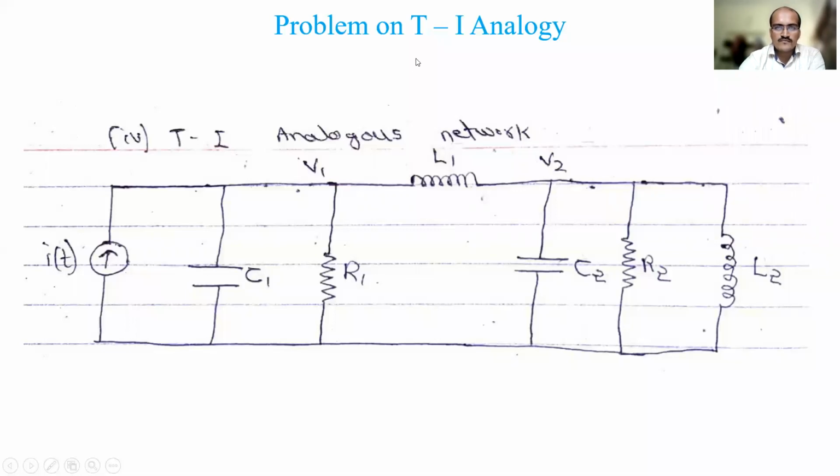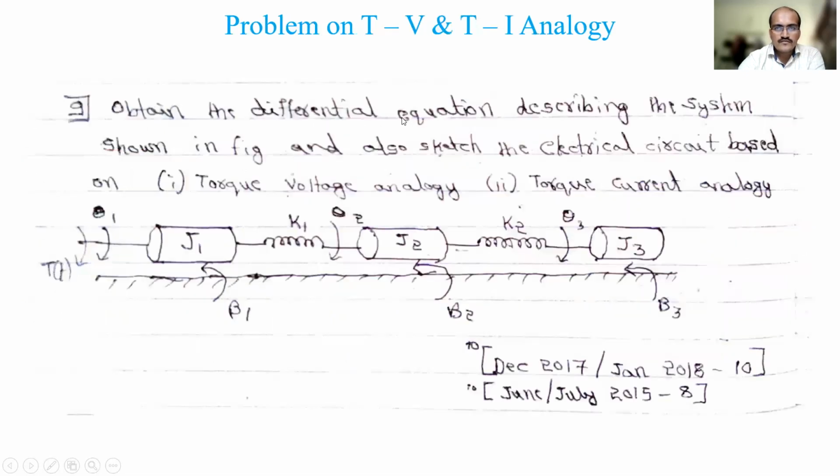So now another problem, and you also try to understand in parallel. Okay, the last problem of this module 1, analogous systems. Obtain the differential equation describing the system shown in the figure and also sketch the electrical circuit based on the torque voltage analogy and the torque current analogy. So both they have asked in this same question. And there are 3 displacements here, 3 inertia elements. Just see the diagram, so you will understand.